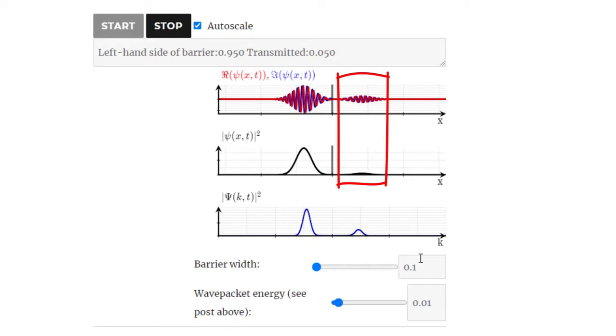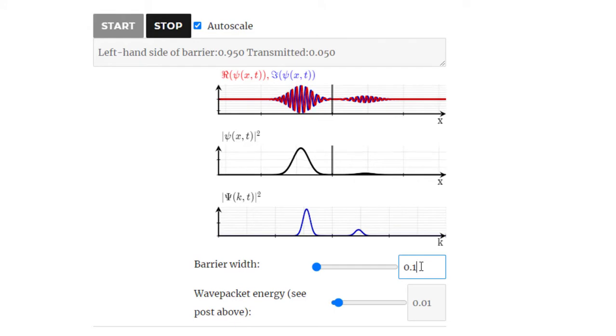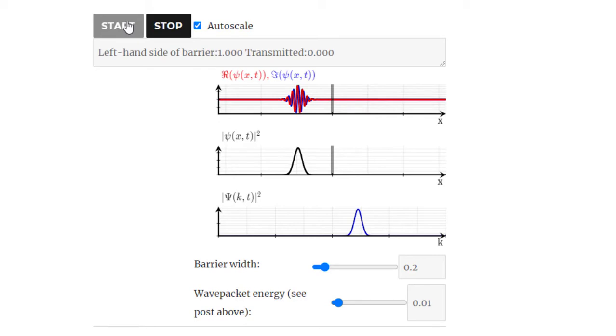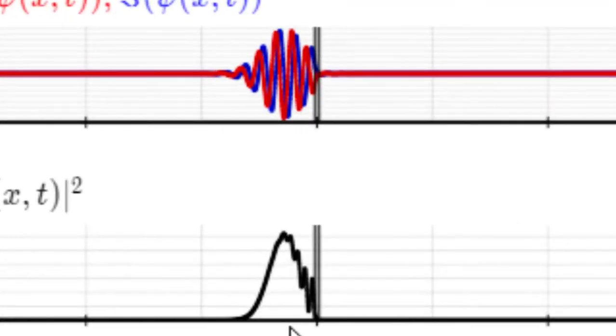Now, if we increase the barrier width, let's keep the wave packet energy the same. We should be able to reduce that. The transmission coefficient should fall off exponentially with barrier width. So we should expect virtually nothing to be transmitted under these conditions. Okay, it's impinging on the barrier now. Starting to impinge on the barrier. And we're going to see the ripples in the probability density.